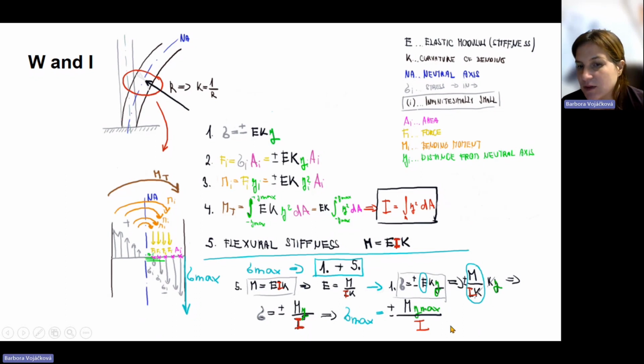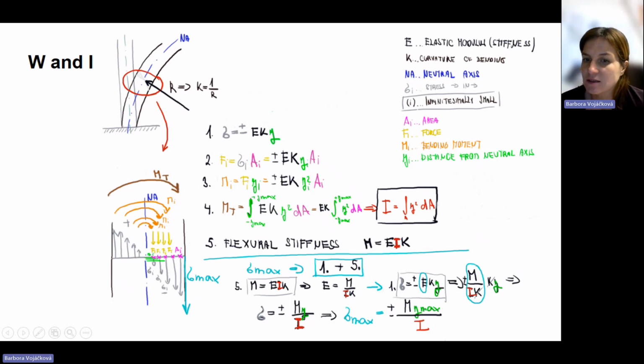So when we calculate the maximum stress, or the stress which is acting in the tree, we are not interested in the partial stresses, but we are interested in the biggest one. We use this equation, which tells us that the bending moment is multiplied by the maximum distance from the neutral axis, and it's divided by the moment of inertia.